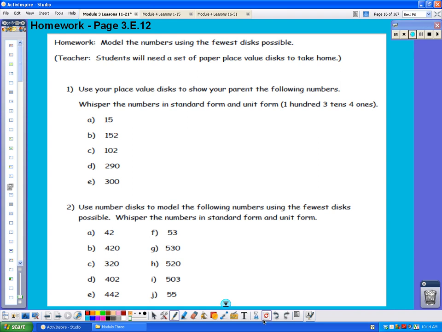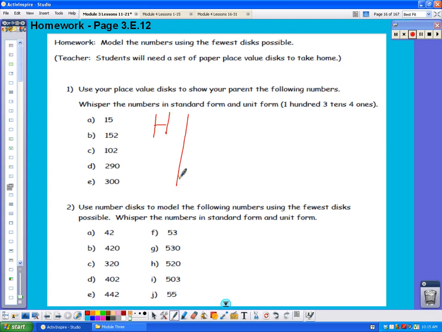Let's look at letter C. 102. Again, I have my place value chart. And I'm going to label my number. Look at my hundreds first. I have 100. When I get to my tens, it has a 0. So we don't have any tens. We're not going to put any tens in the tens place. And we have 2 ones. So in unit form, I would say 100, 2 ones, because we don't have any tens. So 100, 2 ones. Let's do the last 2.